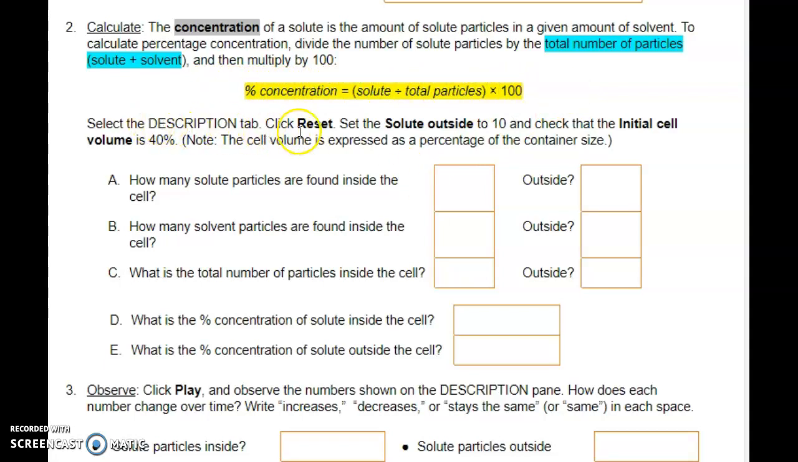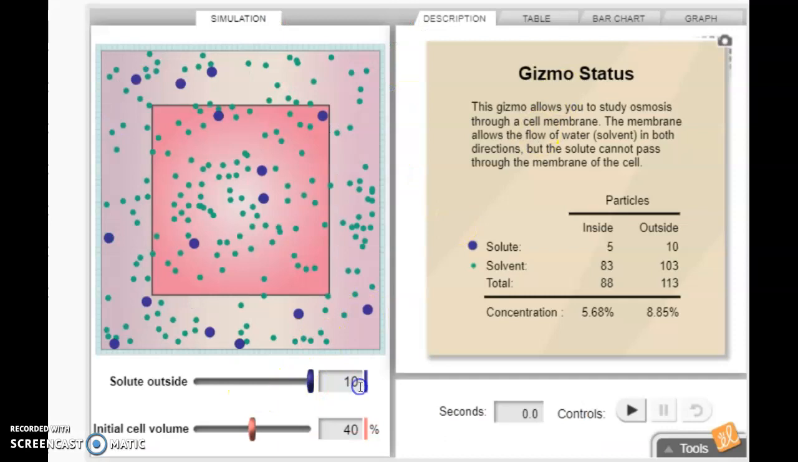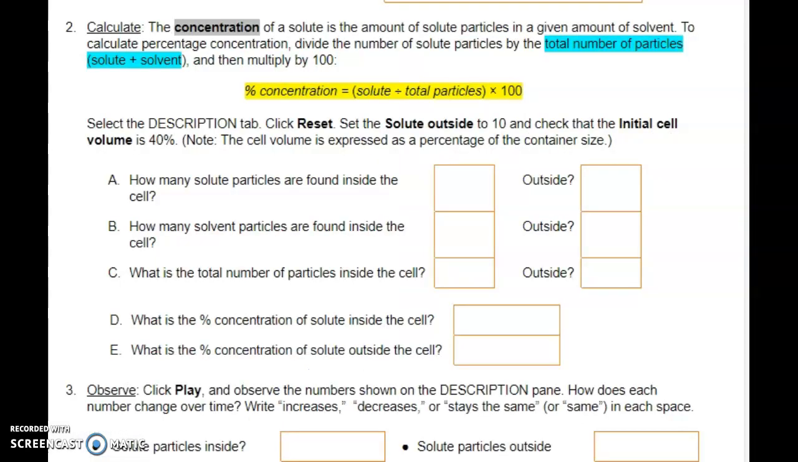So you're going to click reset. You're still going to keep your cell volume at 40, but you're going to set the solute outside to 10, and that's the maximum that it will go. Then, before you click play, you will find out in the table how many solute particles are found on the inside and outside, and the solvent particles on the inside and outside. The solutes are the solids. The solvent, in this case, is water, probably. And then the total number of particles, and then you'll calculate the percent concentration.